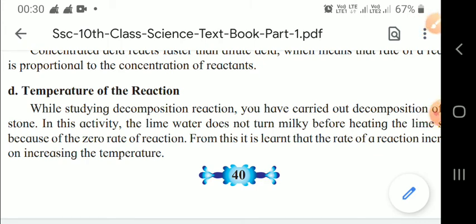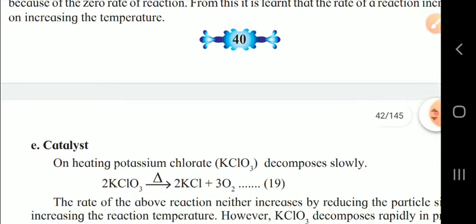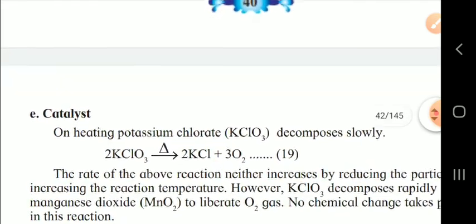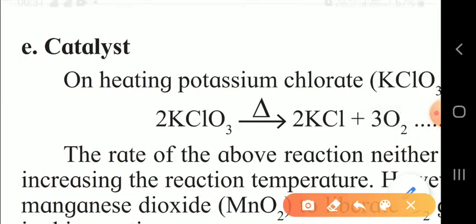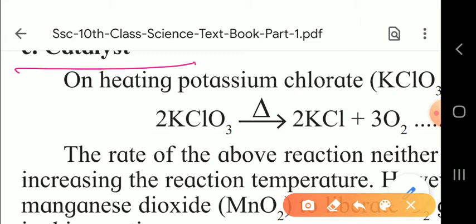So hope you might have understood all these four factors. Let us see the catalyst. Now we'll see the catalyst. So here is the reaction.